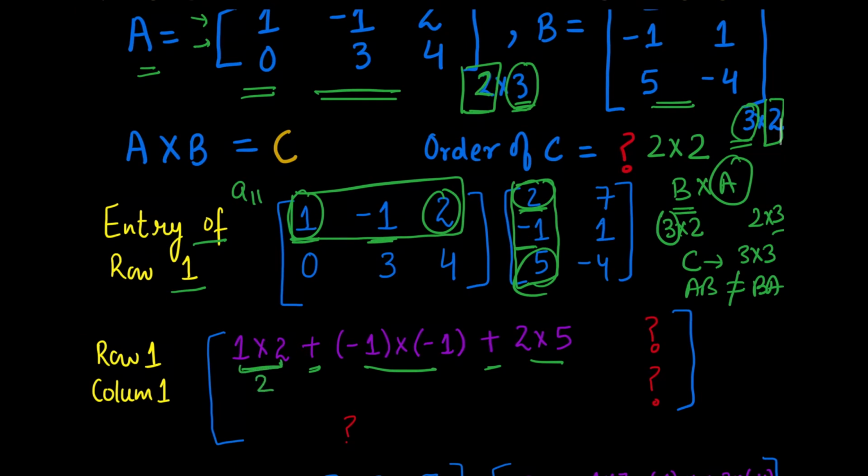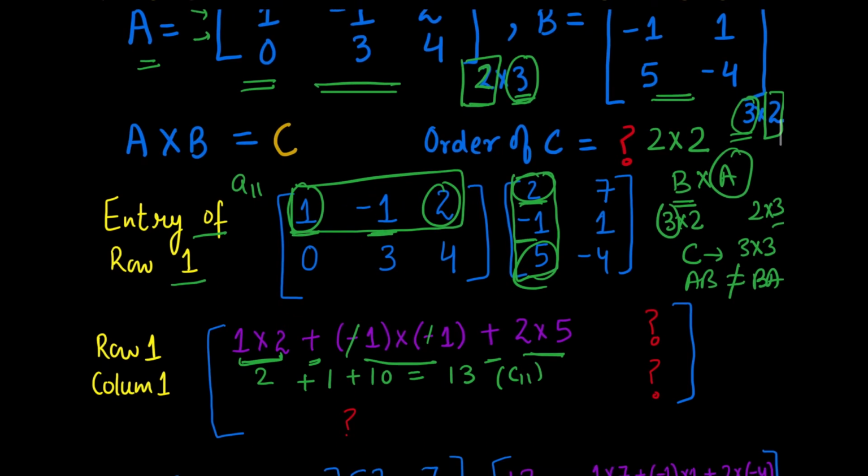1 times 2 is 2, and when you multiply 2 negative signs, it gets cancelled. So this becomes plus 1, and then 5 times 2 is 10. So the answer will be 10 plus 1 plus 2 is 13. Okay, so this is corresponding to the element C11 because we said this is C matrix.